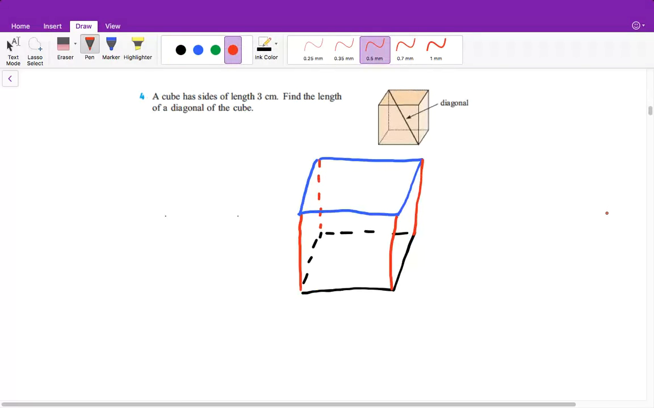All right, so for number 4, it says a cube has side lengths of 3 centimeters. Find the length of a diagonal of the cube. For every single segment that's drawn, whether in their picture here or my picture here, it's equal to 3. So every single red line is equal to 3, every single black line is equal to 3, and every single blue line is equal to 3.